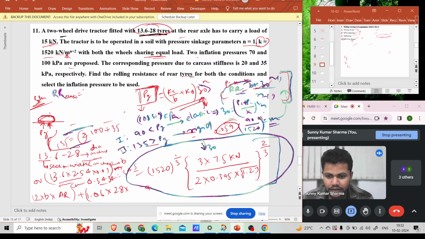B we have calculated. This is 0.354. This is B. K is 1520, and plus 1. You do it, I'm also doing it. B is 0.354, into K is 1520, into Z0 is 0.059, and plus 1.